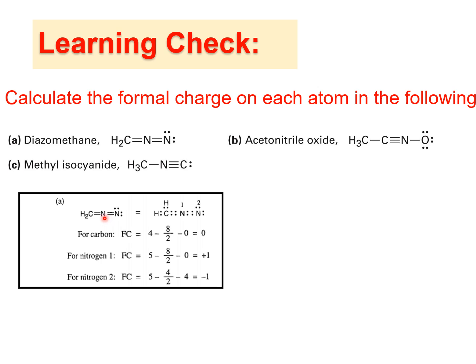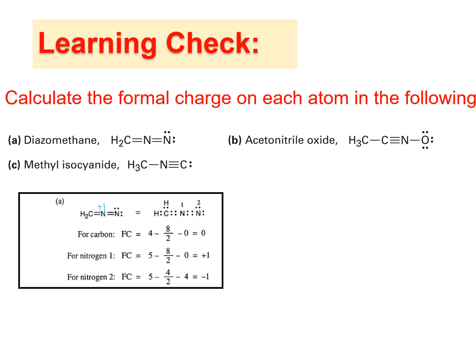For the central nitrogen, you see that the valence electron count is 5 minus how many bonding? Each bond represents 2, so 2, 4, 6, 8. So 8 divided by 2, minus any lone pairs? There are none. So minus 0, and that comes out to be +1. So the formal charge on this nitrogen atom is +1.